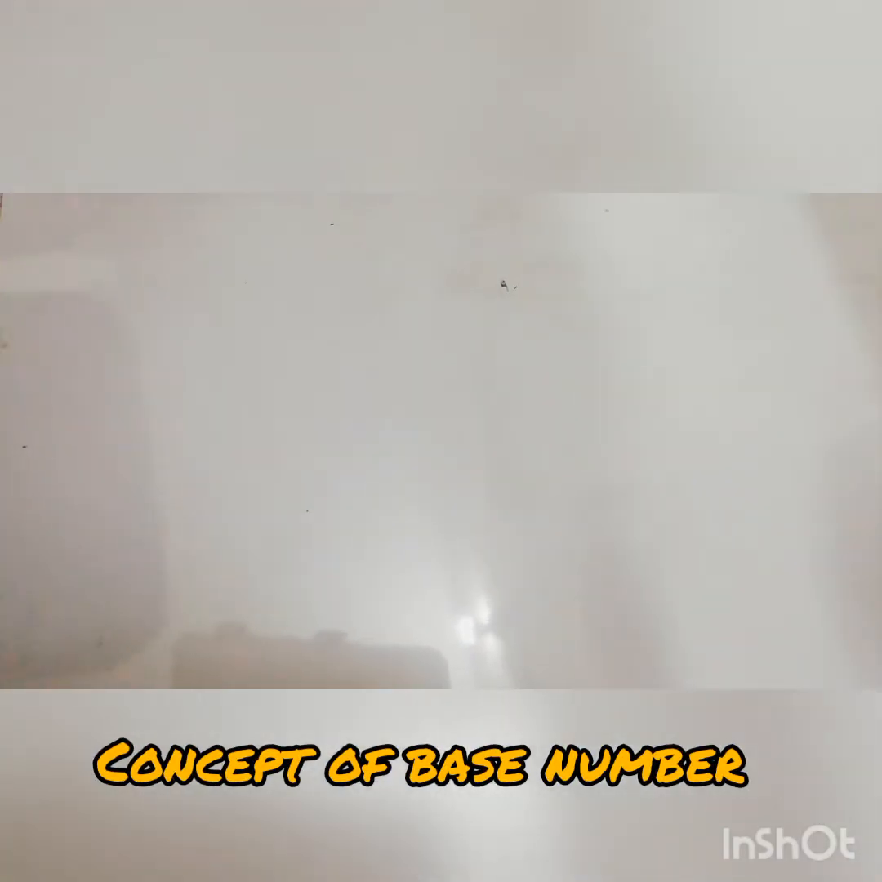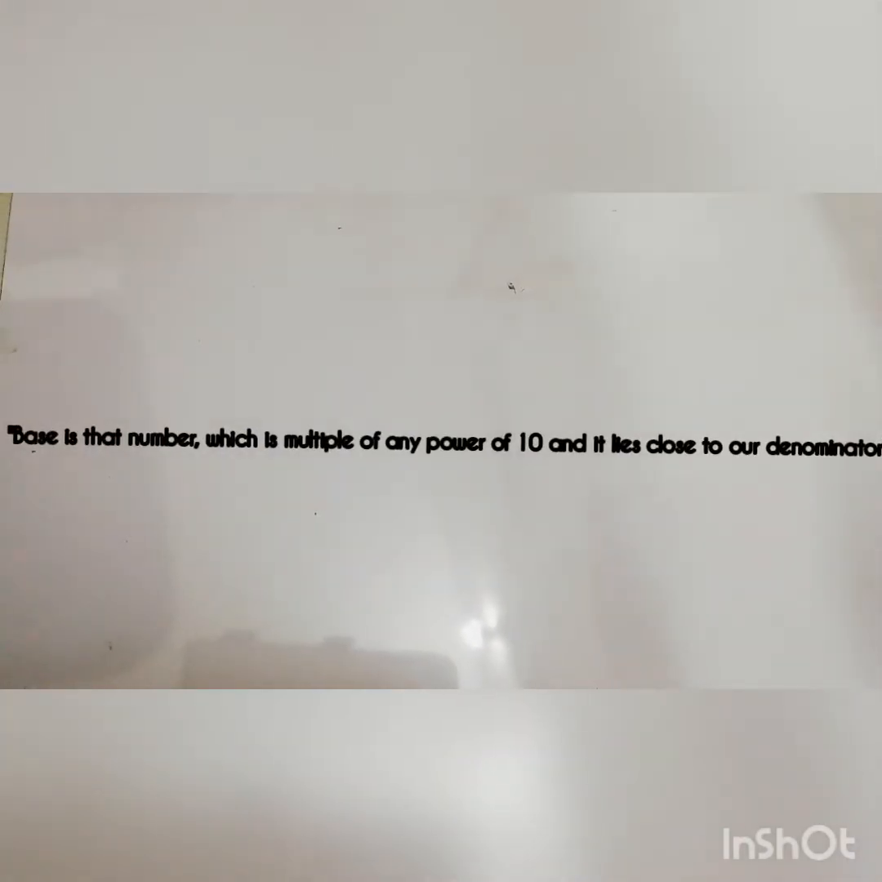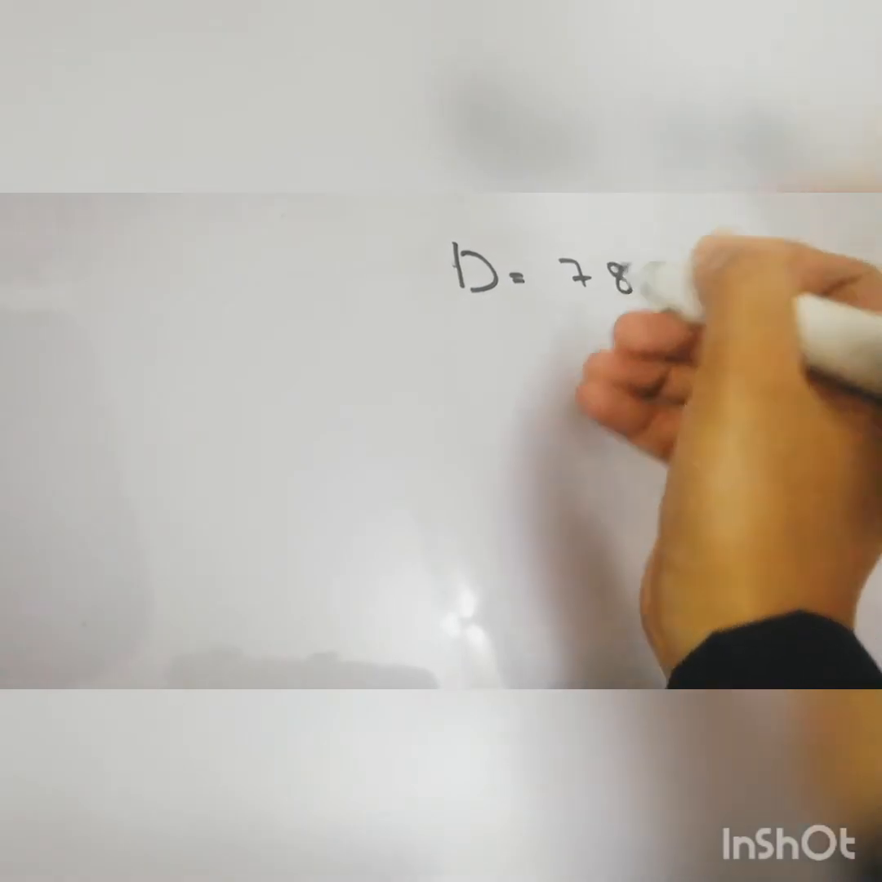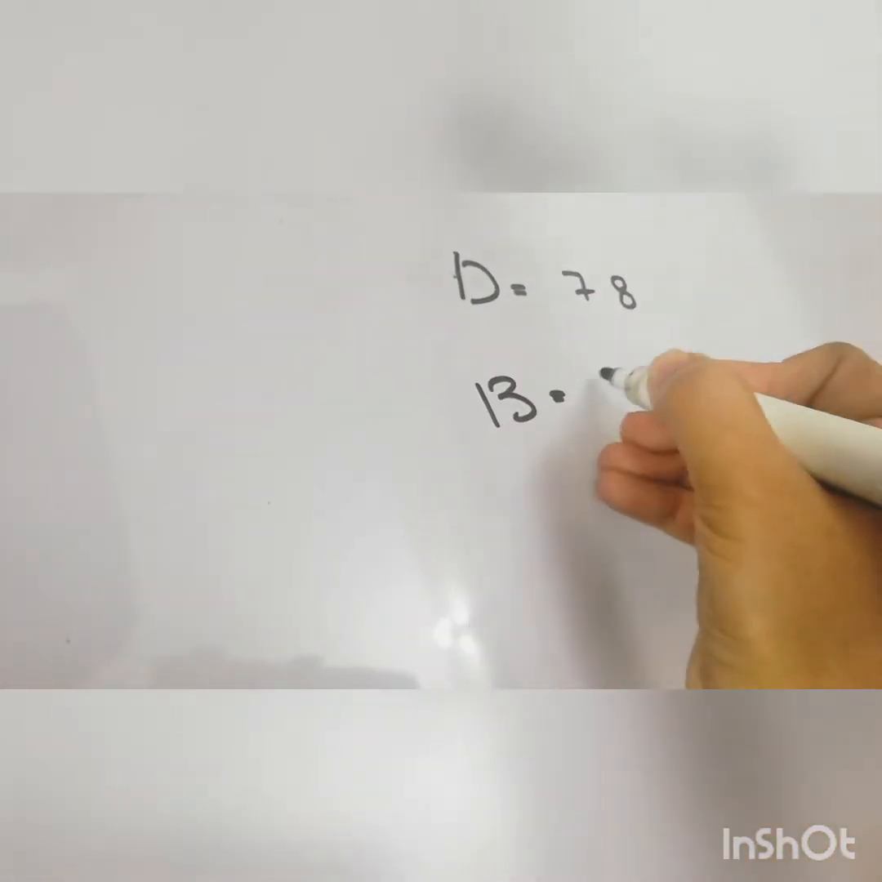Friends, before we start our technique, let us understand the concept of a base number. A base number is that number which is a multiple of any power of 10 and it lies close to our denominator. For example, if we have a two digit denominator, a base number would be a multiple of 10. For example, if my denominator is 78, then my base number will be 80. Similarly, if my denominator is 63, then my base number will be 60. And for a 3 digit denominator, my base number will be a multiple of 100.